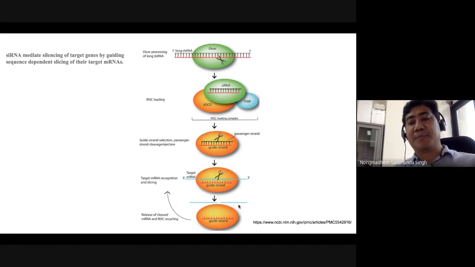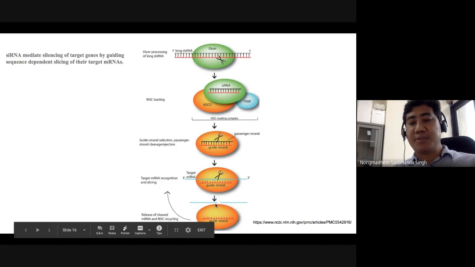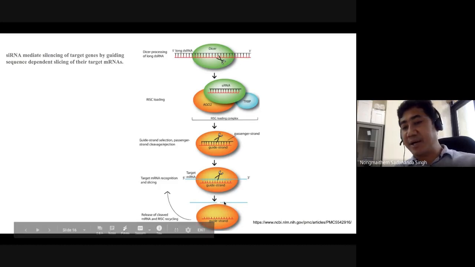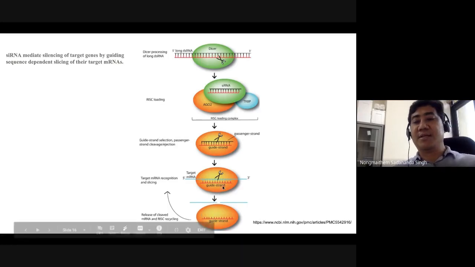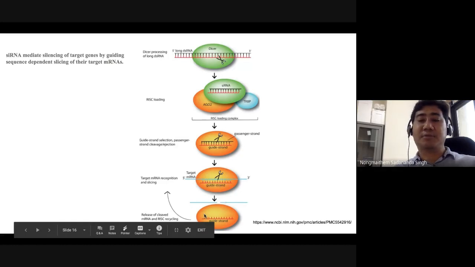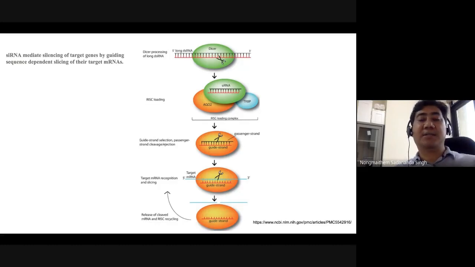mRNA. What is important here is that once the cleavage of the target mRNA is done, the RISC complex along with the single-stranded siRNA can be recycled. In one way, what it means is that a single microRNA or siRNA can do this cycling and degrade multiple copies of the target mRNA. So these are very efficient ways to stop expression of a particular gene.